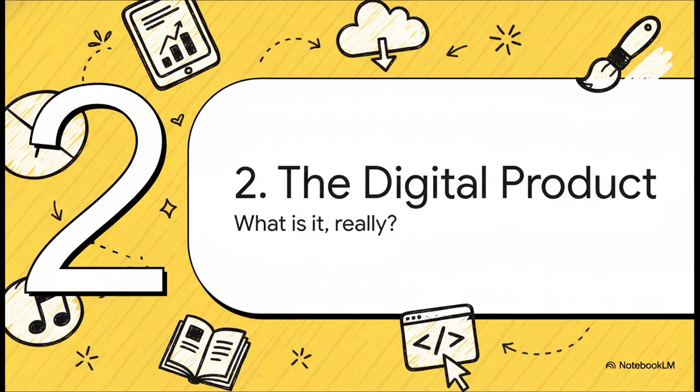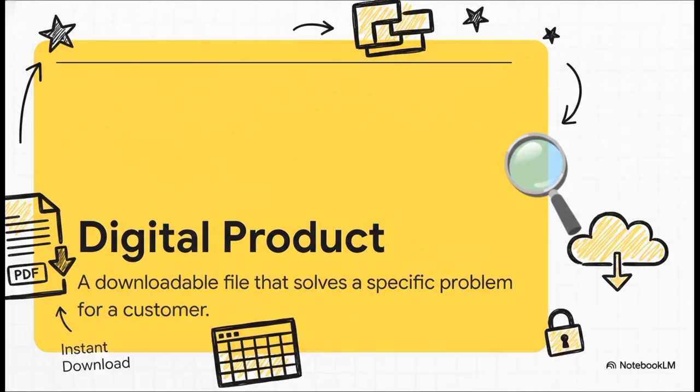So if the whole goal is to solve problems, then our tool for doing that is a digital product. And I know that term might sound a little technical, maybe even intimidating, but it's actually incredibly simple. At its core, a digital product is just a file. That's all it is. It could be a PDF checklist, a Canva template, a guide, a simple spreadsheet. The key is that it's something the customer can download instantly to make their life a little bit easier.